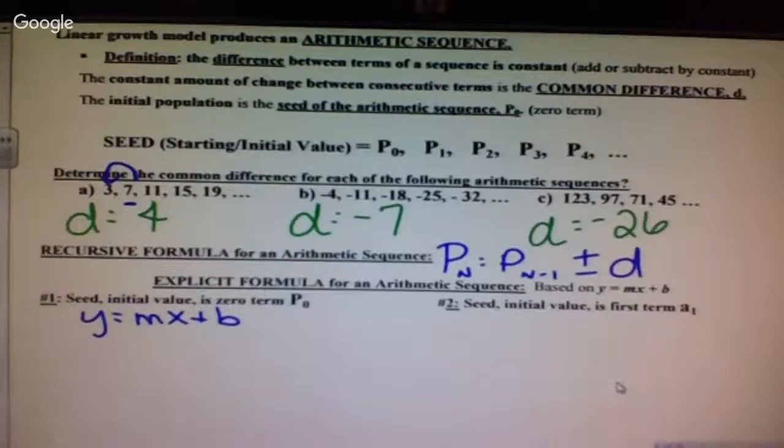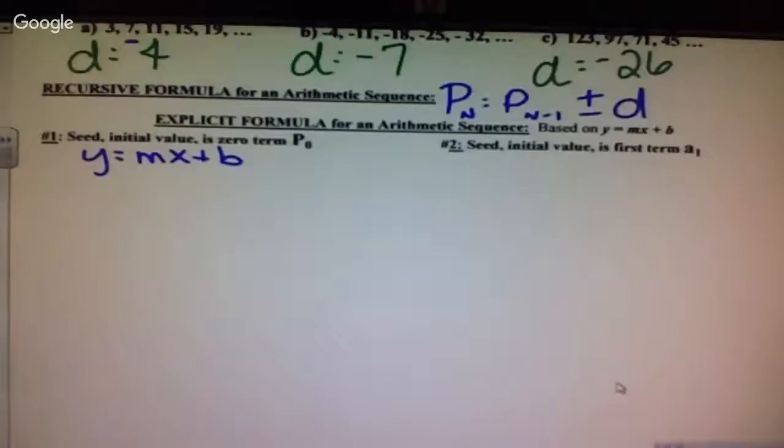Okay, y equals mx plus b. So this will give you any number in the sequence that you want. So your m is now your D value. So instead of calling it m, it's now D. Instead of b, we use P sub 0. I can also give you this second equation.